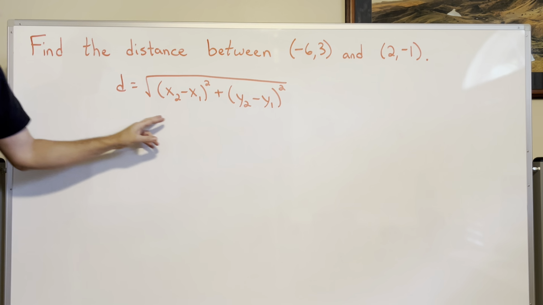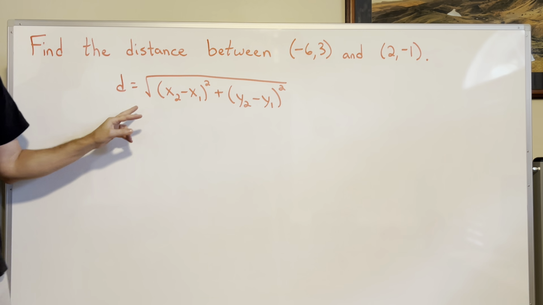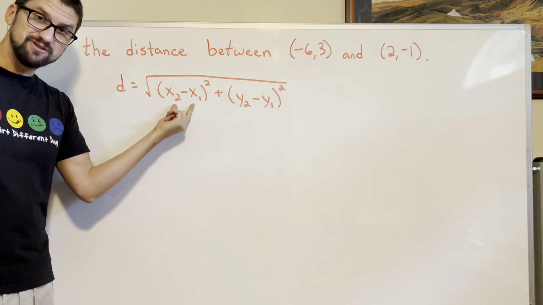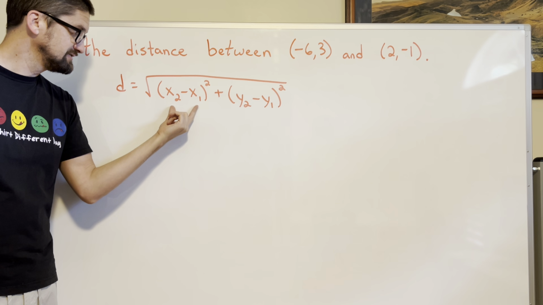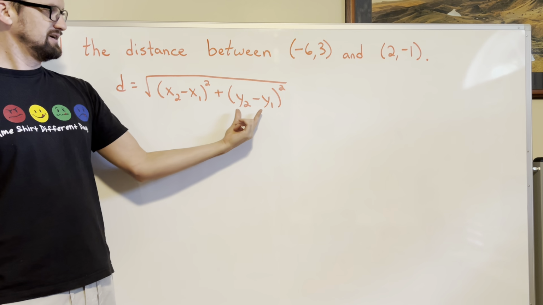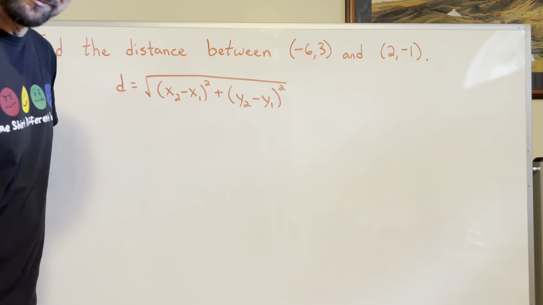Now here's the formula you want to use. The distance d is the square root. You're going to take the difference between the x's, square it, and you have a plus sign, and then you take the difference between the y's and square that.